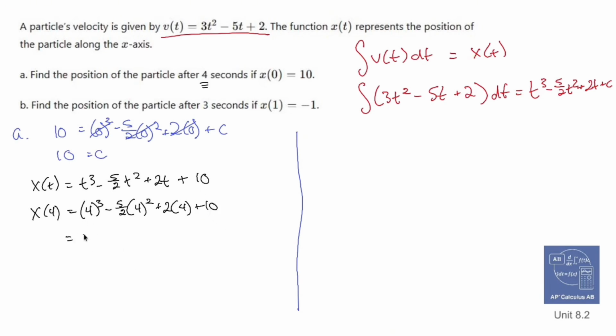Okay. 64 minus 5 halves, 16, that's 8, plus 10. 64 minus 40, plus, we'll just combine these, 18. 64 minus 40 is going to be 24. 24 plus 18 is going to be 42.